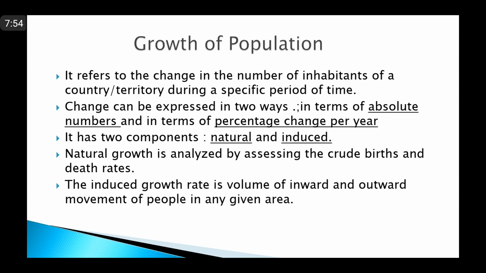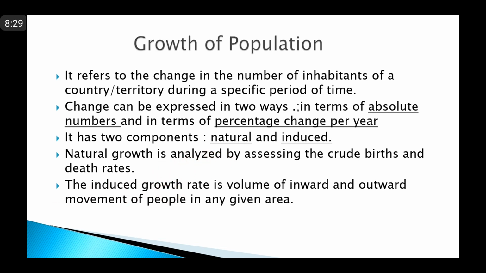Now, it has two important components. One is the natural and another one is the induced. These are the two terms related to growth of population. So, the natural growth is analyzed by assessing the crude birth rates and the crude death rates. Crude birth rates, you know what that is? Birth rate and death rate.